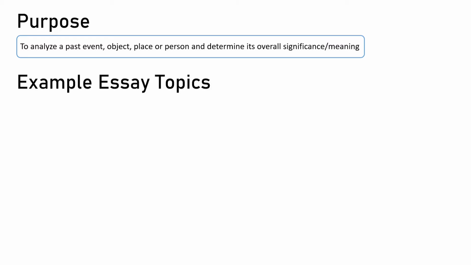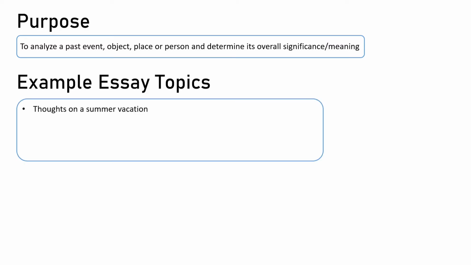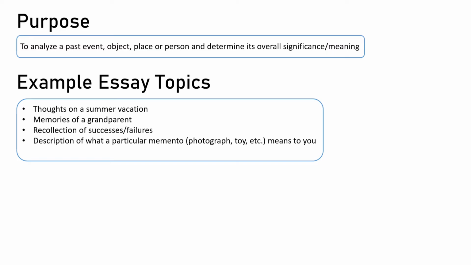Here are some example essay topics for a reflective essay. You could write about thoughts on a summer vacation, memories of a grandparent, recollections of successes and failures, a description of what a particular memento, such as a photograph or toy, or any other object, means to you, or a reflection on the impact a particular movie had on you.